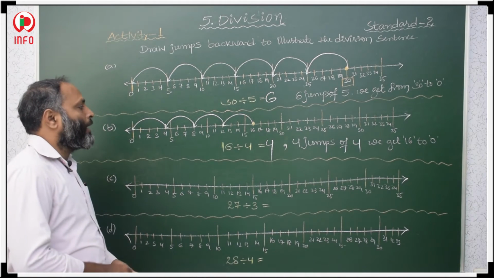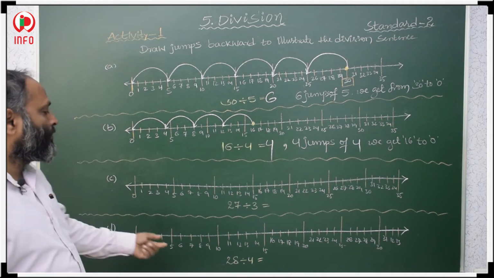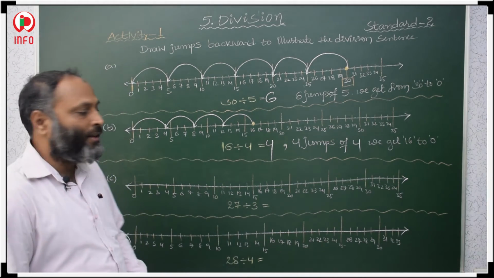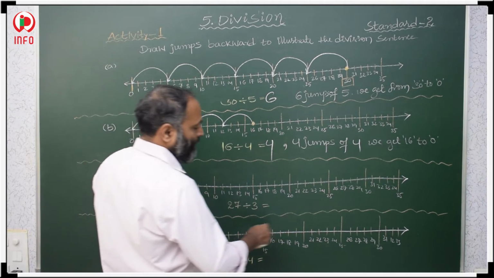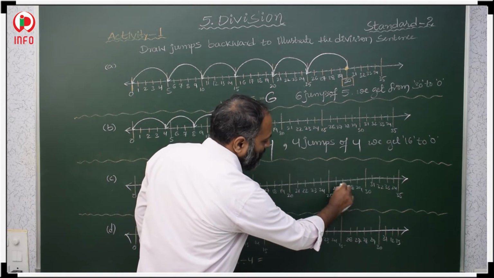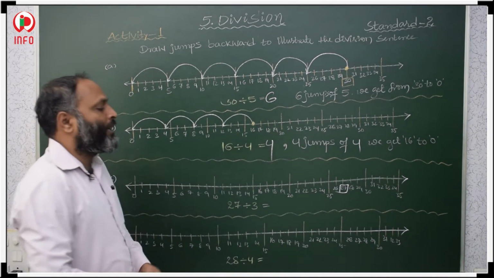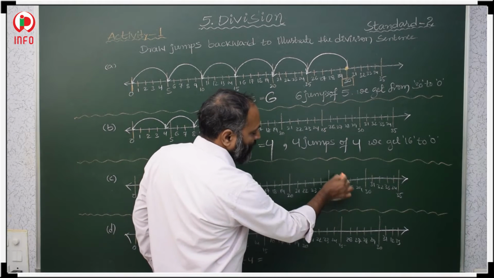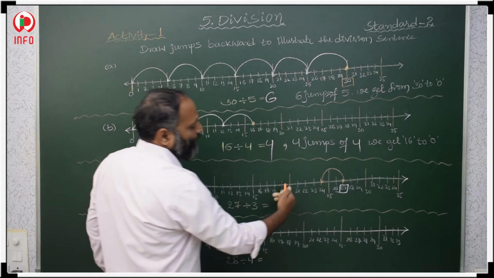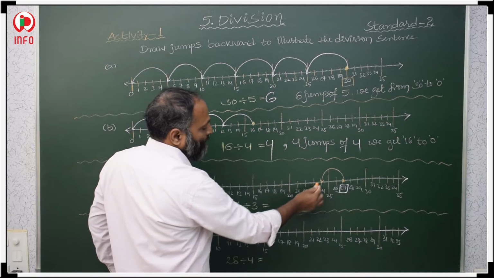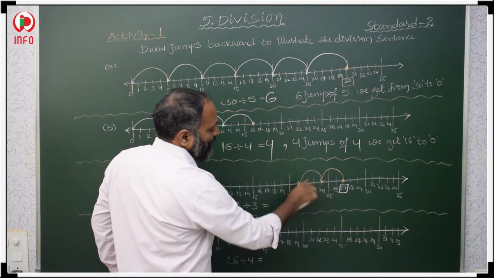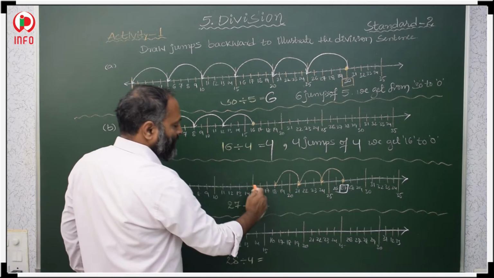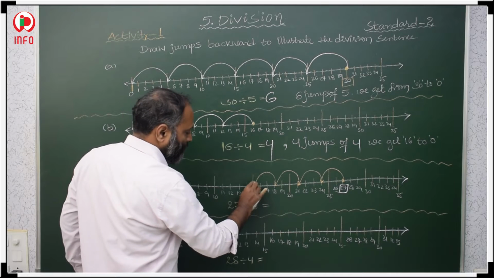Okay. Now in the next, the third one, the division sentence given is 27 divided by 3. Where is 27? Here we have 27. From here we have to take 3 steps back. First 3 steps, 1, 2, 3. We are at 24. Again 3 steps back, 1, 2, 3. We are at 21. Again 3 steps back, you are at 18. Again 3 steps back, you are at 15.